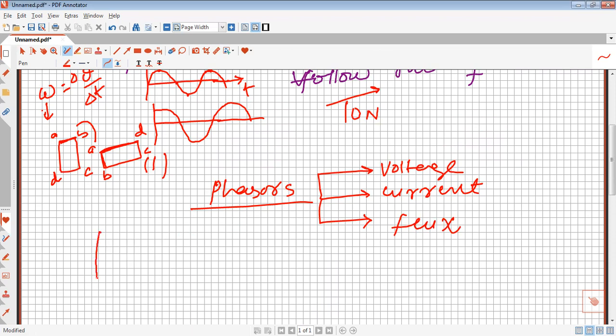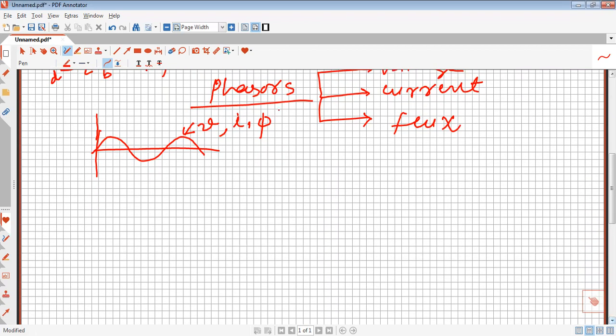A phasor diagram means it will look like this. It is changing with respect to time. It may be voltage, it may be current, it may be flux also. This is the graphical, sinusoidal representation of a phasor quantity. But there is another form, the polar form, and we will see how to represent it. These are the three things which we have to represent on a phasor diagram.